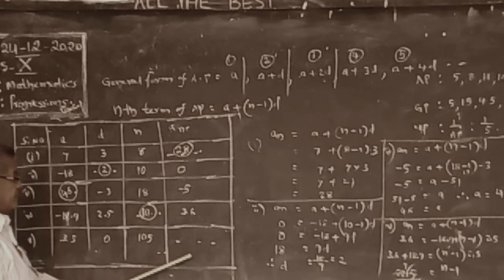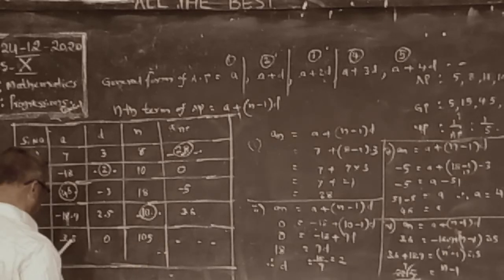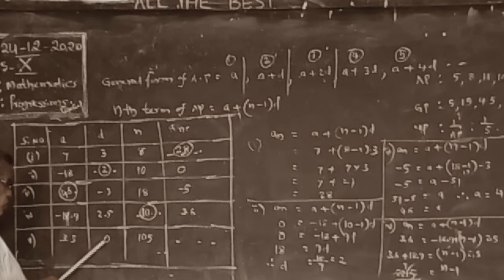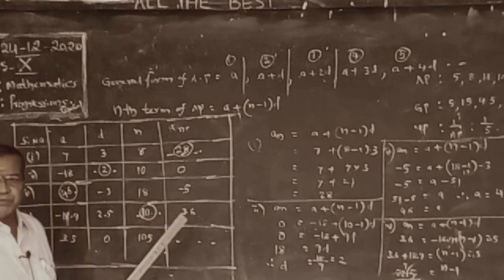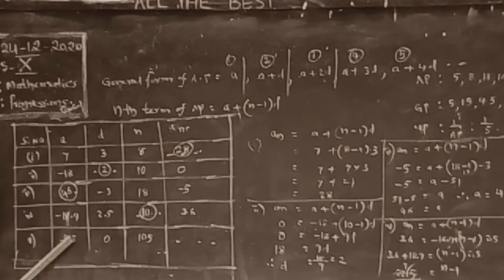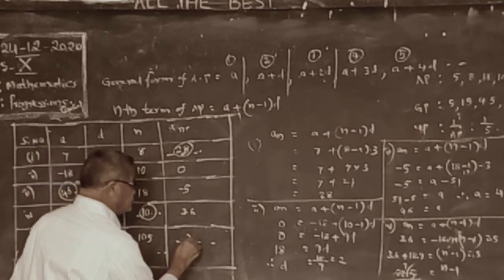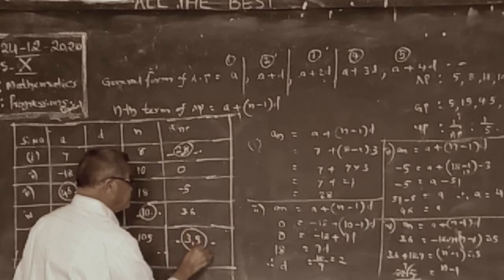In this we have to find A. Their common difference is 0. Whatever the number will be, the same remains. 3.5 plus 0 is 3.5. So when the common difference is 0, whatever the number of terms, it remains the same, 3.5.